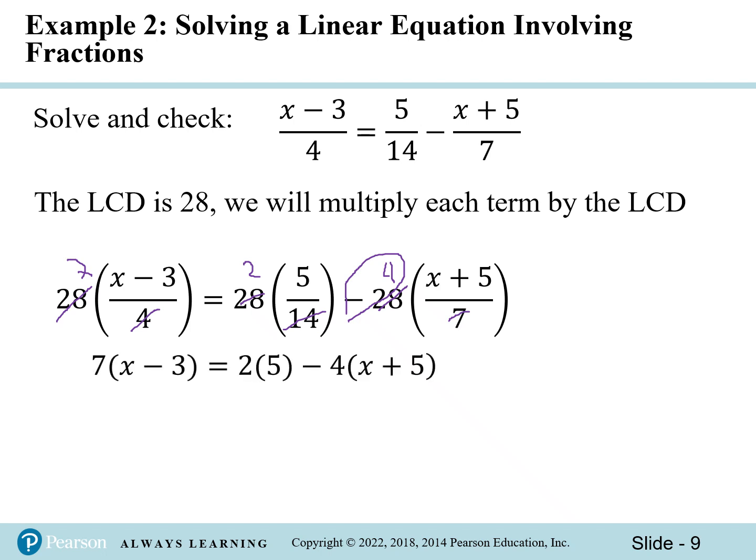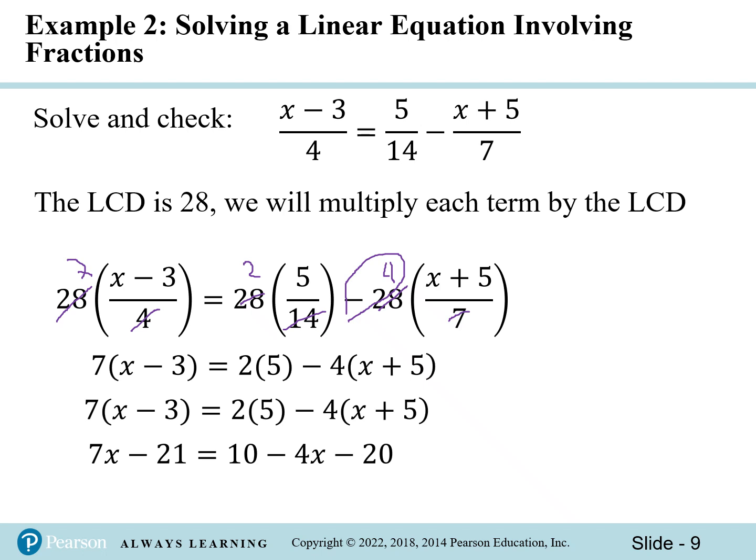Now I just distribute and I will have 7x minus 21 equals 10 minus 4x minus 20. That's after I distribute the 7. I don't know why that line was the same. You don't need that written twice. So after you distribute, be careful that negative goes along with the 4.